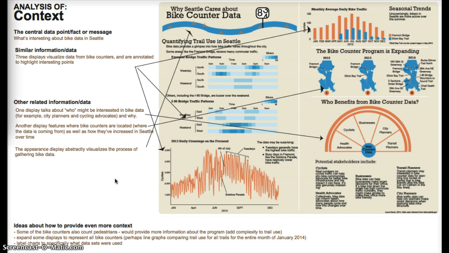Context for the message is also created using different information and sort of adjacent information, including who benefits from bike counter data, as well as a location display covering where bike counters are within the city of Seattle. These don't display the actual data, but they add context to the displays, so viewers get a better idea of what the project is about.